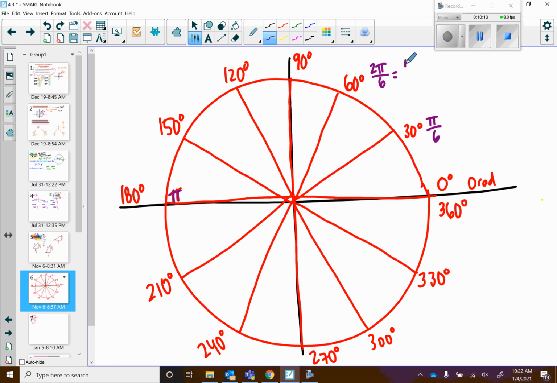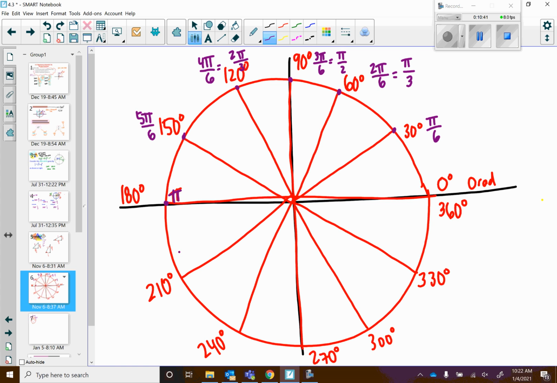Now, we're smarter than that. Instead of 2 pi over 6, we could write this as pi over 3. So 1 pi over 6, 2 pi over 6, 3 pi over 6, which is pi over 2, 4 pi over 6, which is 2 pi over 3, 5 pi over 6, and then 6 pi over 6, which would just be pi.